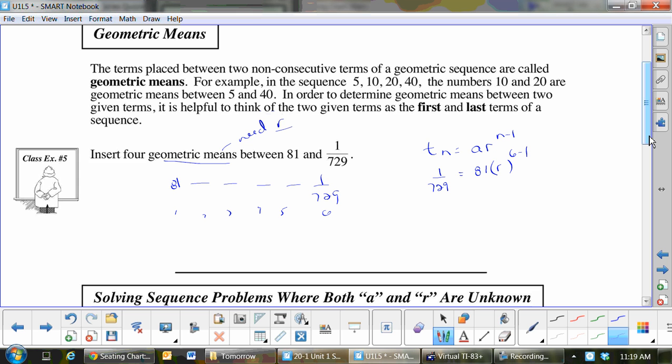Okay, so can you just write this down? This is what we have to do. 1 over 729 divided by 81 equals r to the 5. Now I want to show you how to do 1 over 729 divided by 81. So let's just go over here. This would be the same thing as 1 over 729. That's what this means, correct?